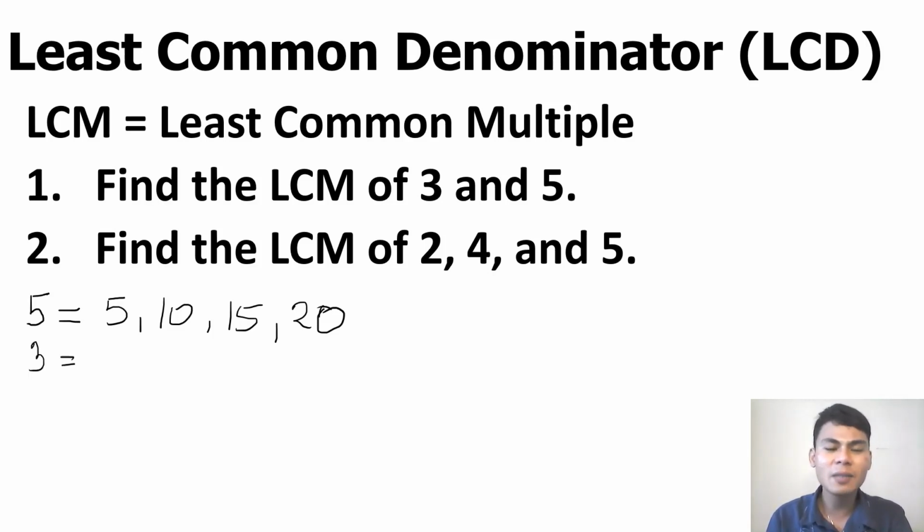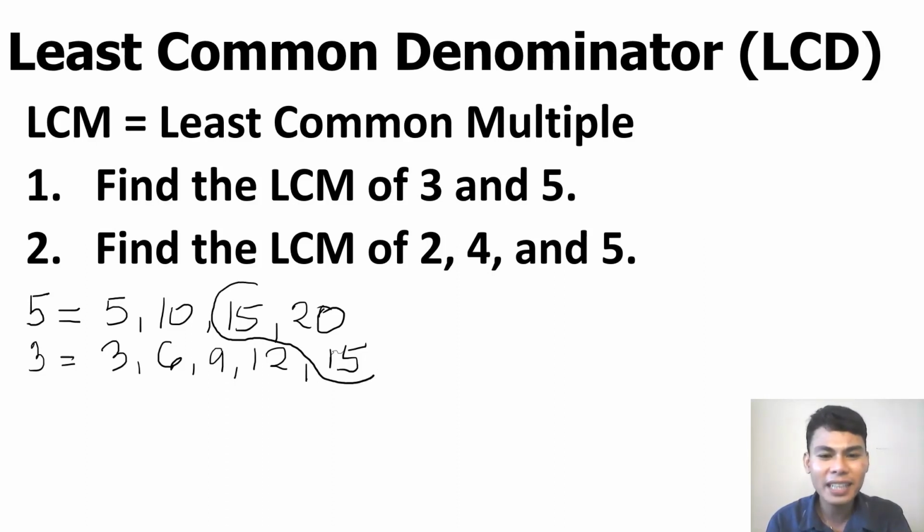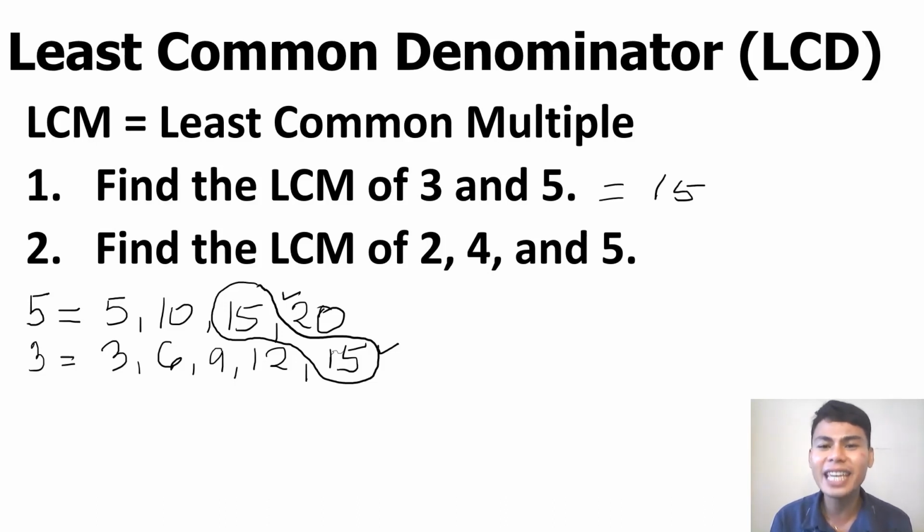Ang 3 naman, 3 times 1, 3. 3 times 2, 6. 3 times 3, 9. 12. 15. Uy, tingnan mo, may 15 na sa taas, tapos may 15 na din sa baba. And we are just looking for the LCM of two numbers. So if that's the case, common si 15 sa taas, common si 15 sa baba, multiple si 15 ng 5, multiple si 15 ng 3, and these are the least multiple. Therefore, ang LCM nila, 15.